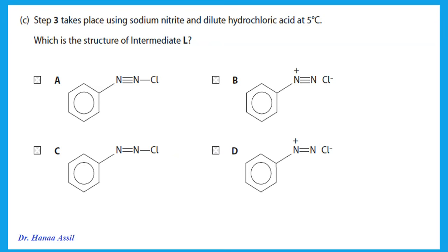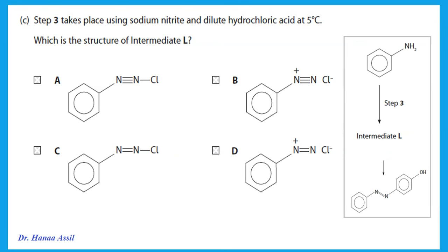Step 3 takes place using sodium nitrite and dilute hydrochloric acid. This was step 3. So we had the phenylamine, we're adding sodium nitrite and dilute hydrochloric acid at 5 degrees Celsius, and we said this forms what? You should know that this forms the diazonium salt. Now, what is the structure of the diazonium salt?